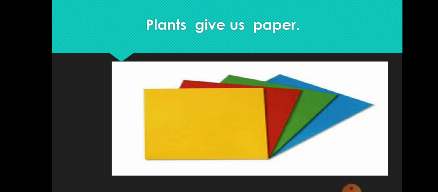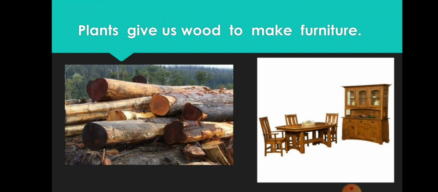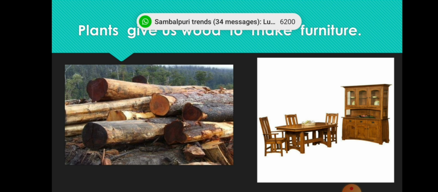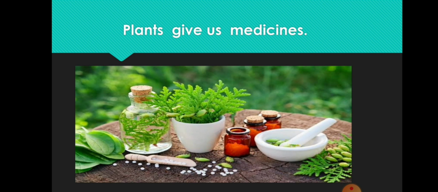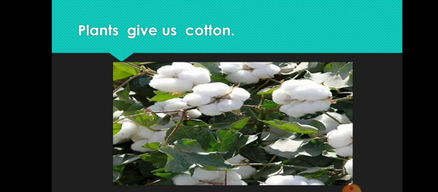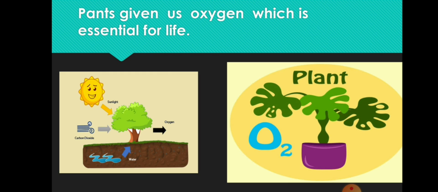Children, here also plants give us what? Paper. Then plants give us wood to make furniture. Children, plants give us medicines. And the most important thing is plants give us oxygen. And here you see cotton. Plants also give us oxygen, which is essential for life.